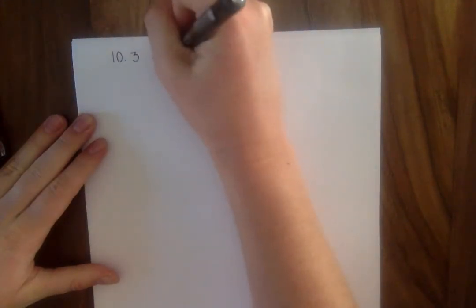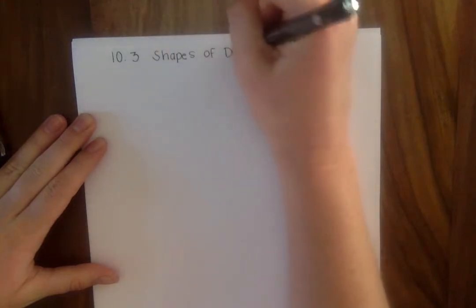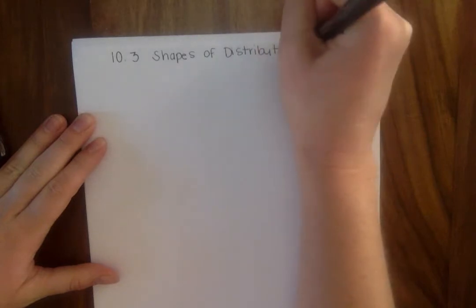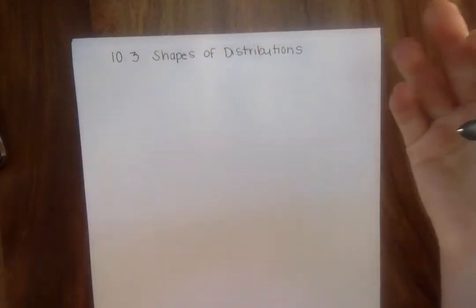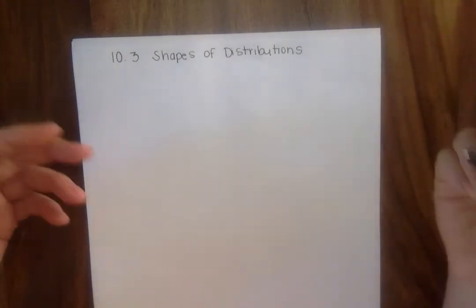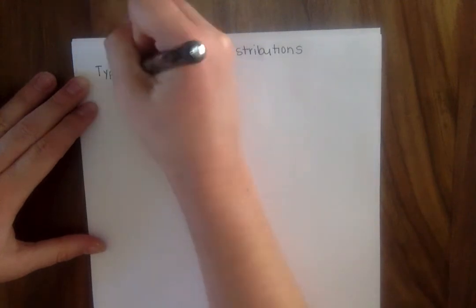So today we are moving on. We've talked a lot about bar graphs, histograms, and dot plots. Now we're going to talk about 10.3, which is looking at the shapes of distributions. How can I look at a graph and explain it? I'm going to learn some vocabulary words today to explain where most of my data is. There are different types of distributions.